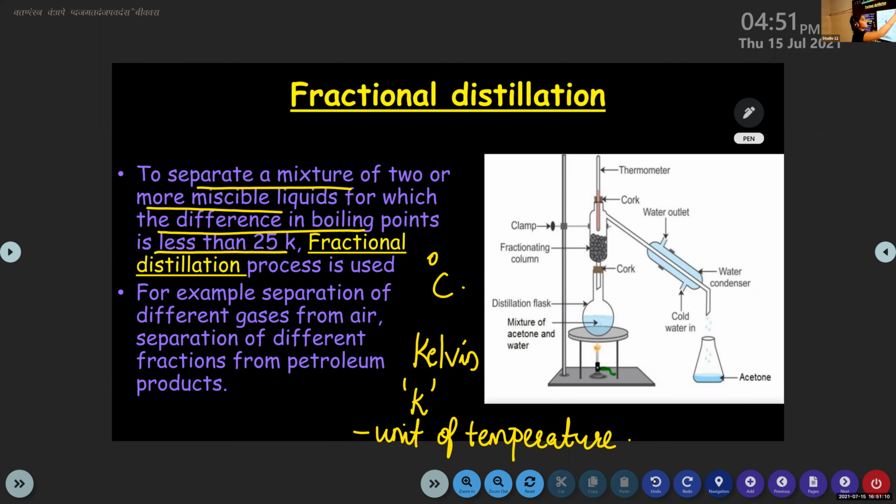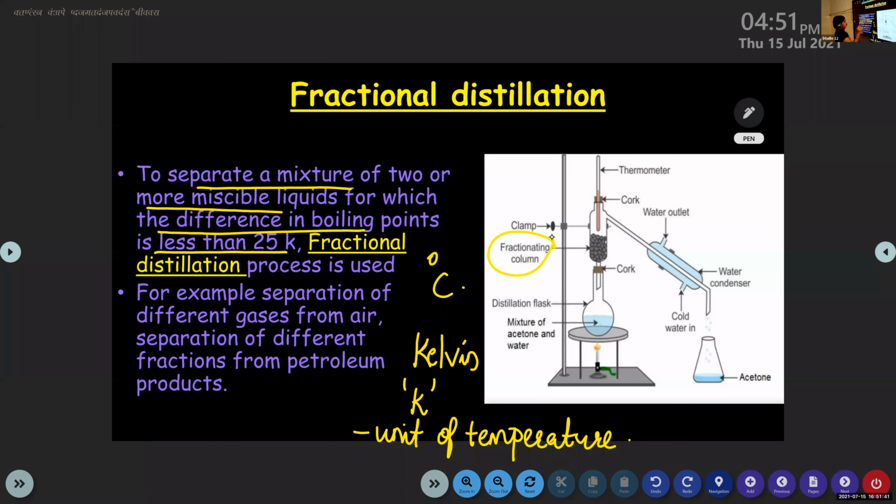Do you find any difference in this experimental setup from that of distillation? Yes, tell me. One more beaker is there? Where is one more beaker? Not a beaker. Yeah, fractionating column. This is the only difference from the previous figure.